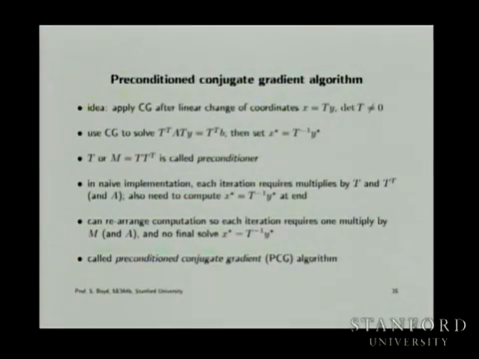Now you know why you needed to know when CG works. The key idea now is to change coordinates to make the spectrum of A clustered, or to live in a small interval. So that's the key. Here's the basic idea: you're going to change coordinates.